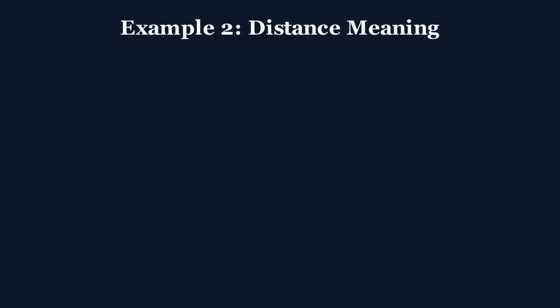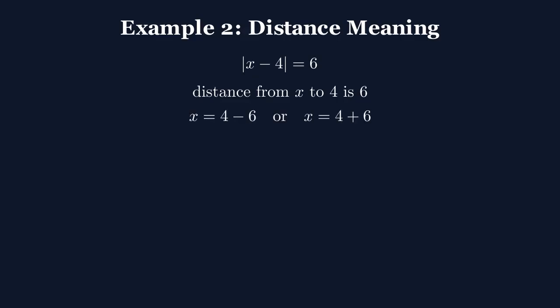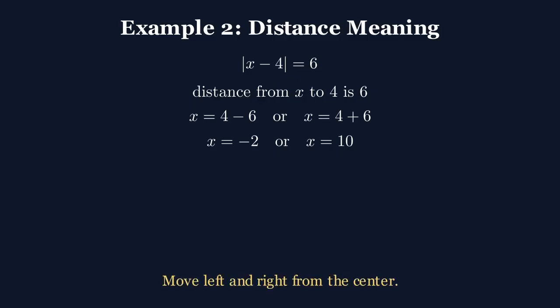Example 2. Interpret |x - 4| = 6. This means the distance between x and 4 is 6. Move 6 units left from 4 to get -2. Move 6 units right from 4 to get 10. So x equals -2 or x equals 10.